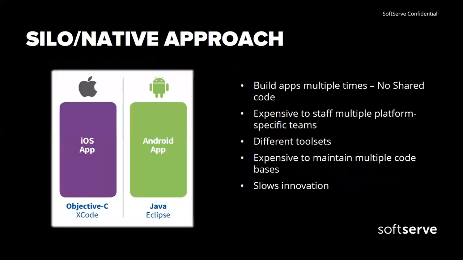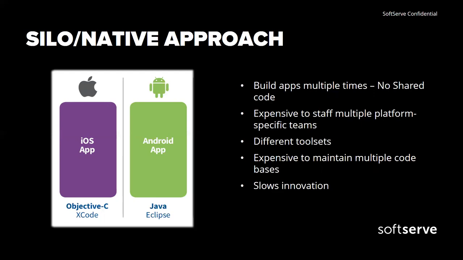So now we will see what the different approaches in mobile development are, and we will start with the silo approach, the so-called native approach. Native development implies that we use platform-specific programming language, software development kits, development environment, and other tools that are provided by the operating system vendors, which means that if you want to build an Android app, you'll be using Java or Kotlin and Android Studio. If you want to build an iOS app, you'll be using Swift or Objective-C and Xcode, which is more expensive.